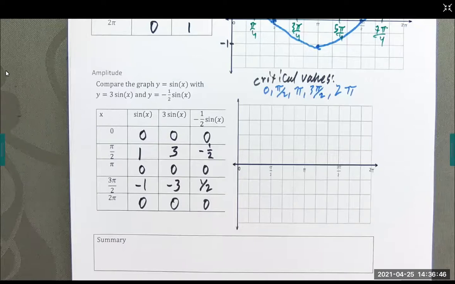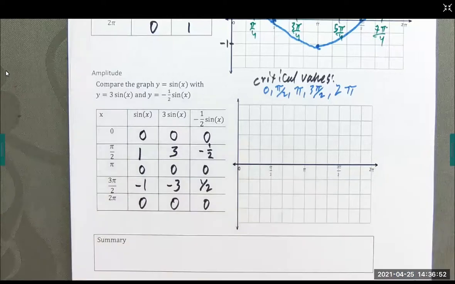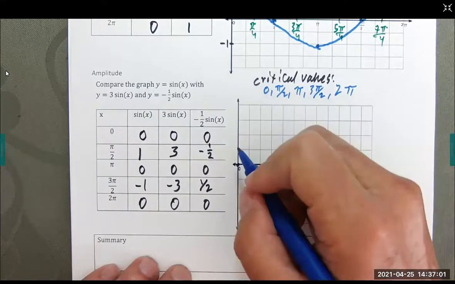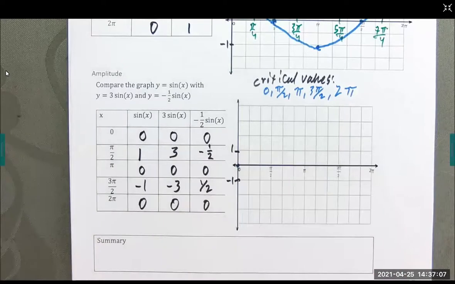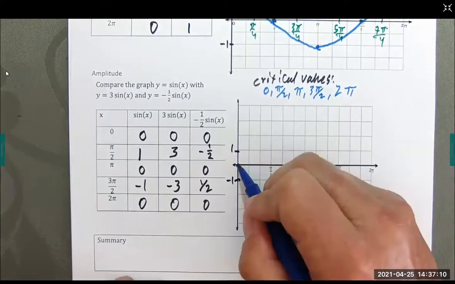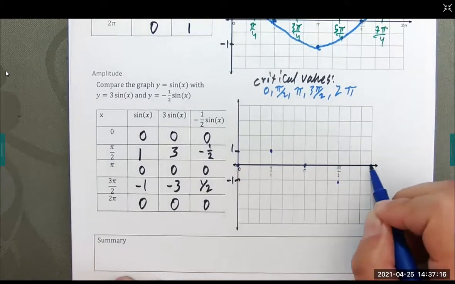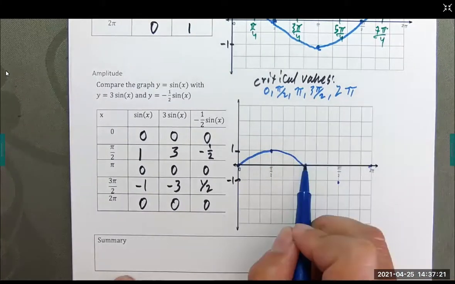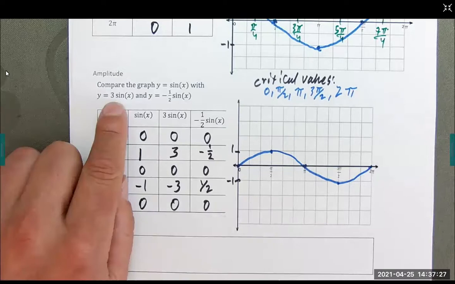So what we're going to do is graph all three of these, and the number in front is called the amplitude. And we're going to see how the various graphs are affected by that. First, I'm going to graph a regular old sine wave. So that starts here, goes up to, and I'm going to label this 1 and this one -1. So we start down here at 0. I'm going to go up to 1, go back down to 0, down to -1, back to 0. So here's our regular sine wave.